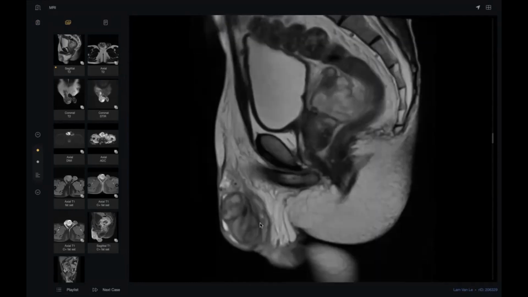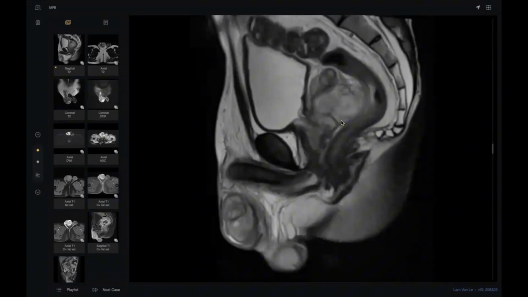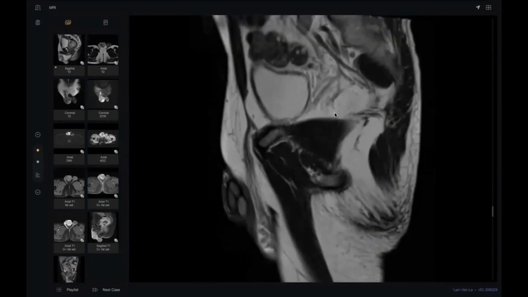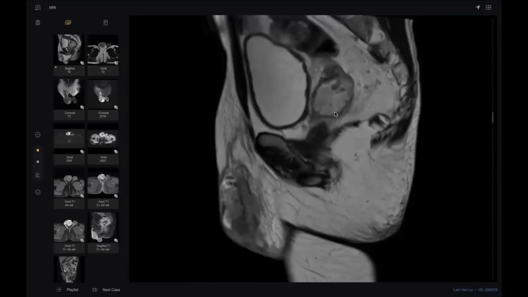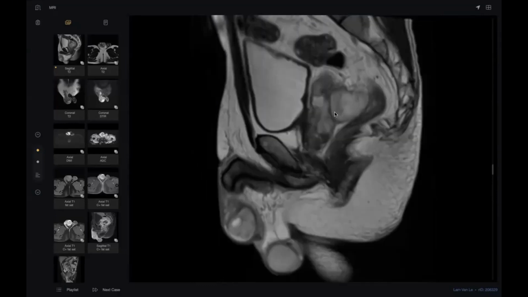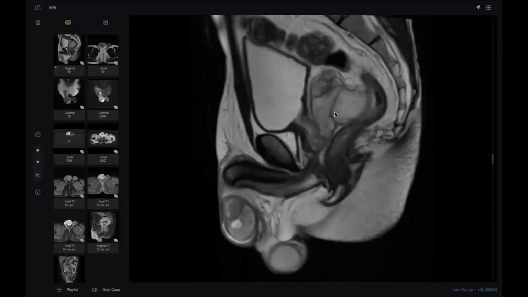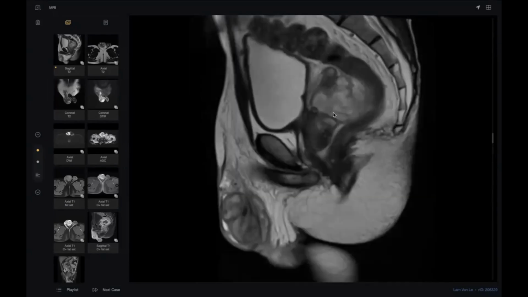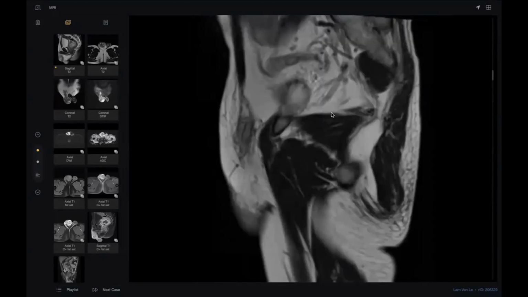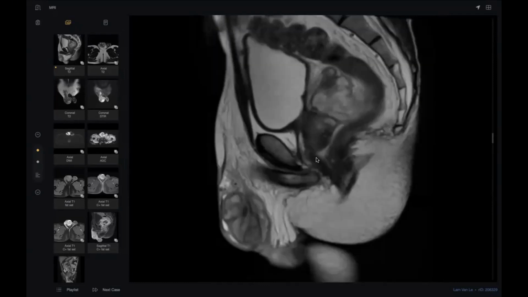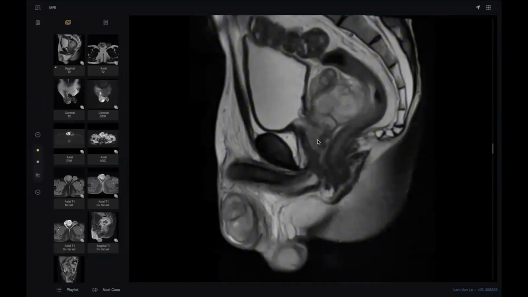So I can see that there is a T2 hyperintense heterogeneous structure anterior to the rectum or rectovesical pouch. So I'm thinking a line of seminal vesicles. So I will confirm these findings on axial images. Okay, take the axial image. I'm checking.